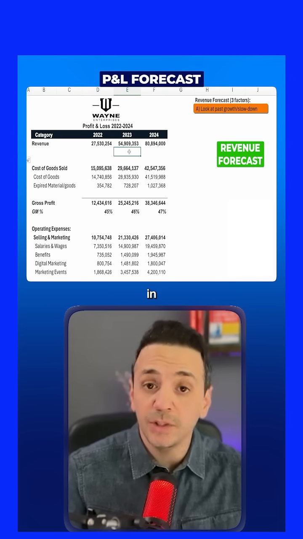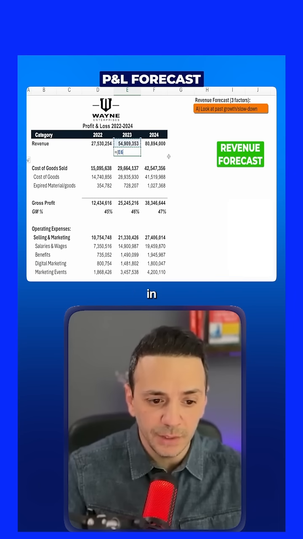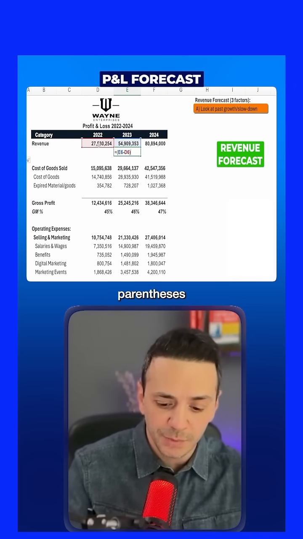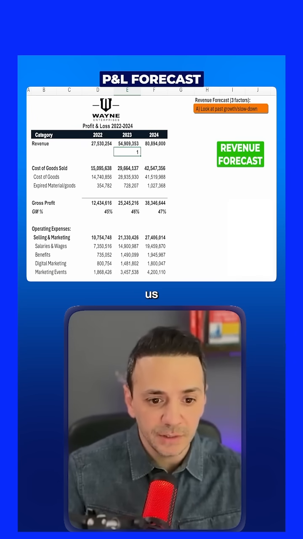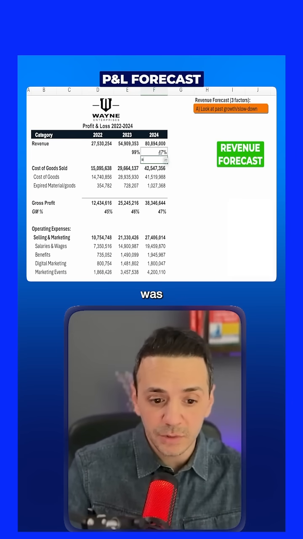And we'll say the growth in 2023 was equals, open parenthesis, revenue in 2023 minus revenue in 2022, close parenthesis, divided by base year. And that's going to give us a number. We're going to make it in percentage format, 99%, almost doubling year over year. The growth this year divided by the growth last year.